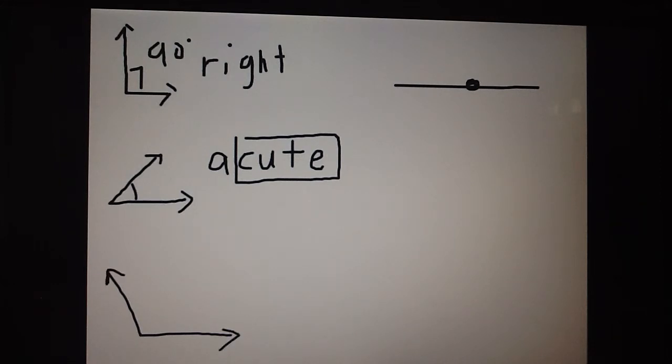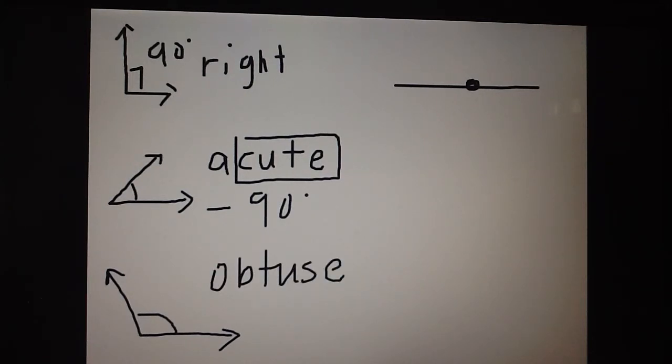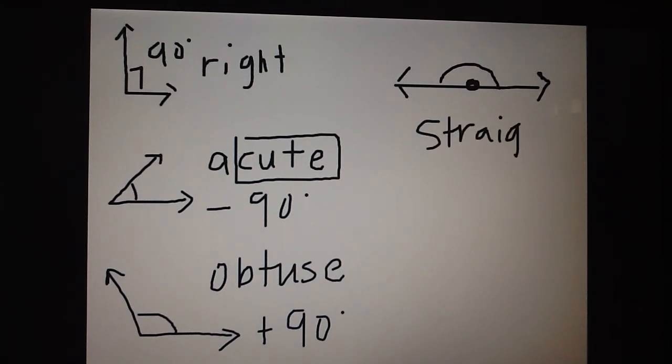What about this one? And that's always less than 90 degrees. That's right, good point. And then that's obtuse, which is what? More than 90 degrees. What about this one here? That's the straight angle, which is always equal to 180 degrees. Good. All right.